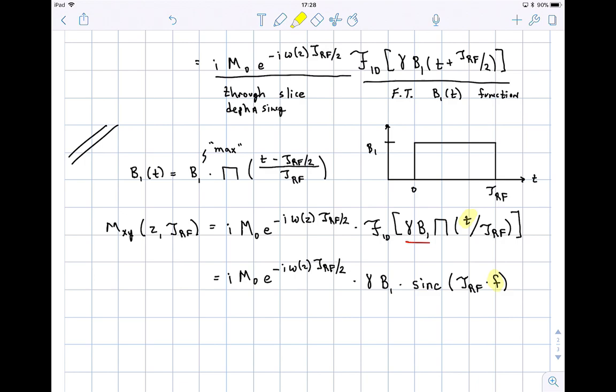The question is, what is the frequency that we actually care about in this case? And that's just related to the applied gradient that we were using in the first place. So it's like minus gamma over 2 pi times the applied gradient strength times z. So the Fourier transform pair here depends on the applied gradient strength and the z position.